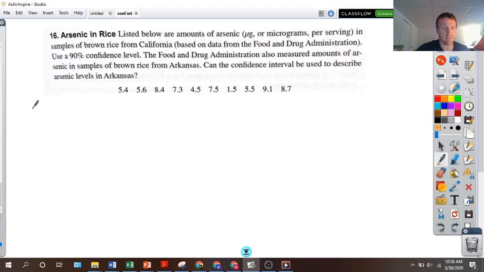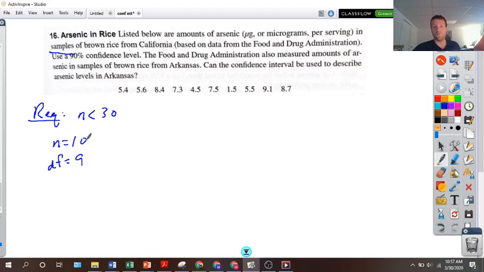The requirements for this is that we have a simple random sample, which I don't see the word random. I just see sample. So that's one issue. Second issue is n is definitely less than 30. Okay, n is 10 here. Might as well write it right now. That means degrees of freedom is 9. So n is really low.